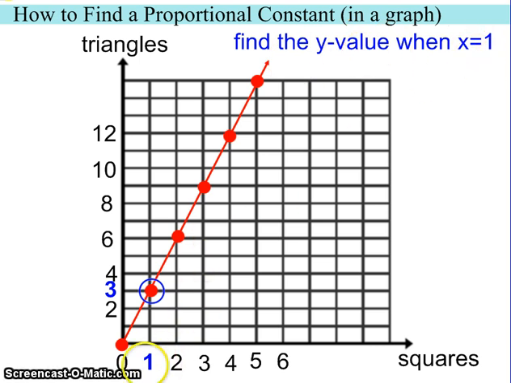So here I'm going to find where 1 is on the x-axis. I'm going to go up until I hit a line, and at this point it turns out that the y value right there at that line is a 3. So this y value right here, this 3, is my proportional constant. So I could write that the proportional constant, or PC as I've been abbreviating it, equals 3. That's how I can find it in the table. Okay, find the y value when x is 1 by looking at the graph.